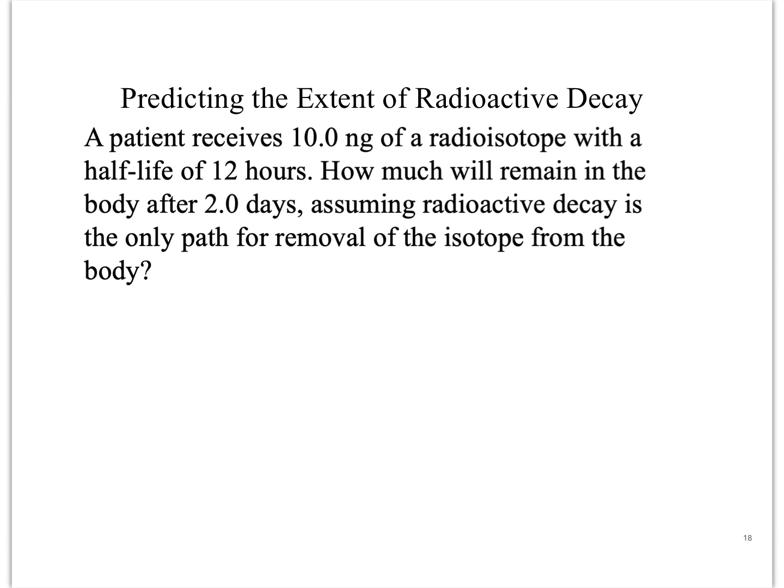So let's just do a little chart here. This is our starting point. We have 10.0 nanograms. So the first one, we are going to go over 12 hours. After 12 hours, it will be 5.0 nanograms because that's the half-life. Another 12 hours, and that will be 2.5 nanograms. And another 12 hours, it will be 1.25 nanograms. So the question is, how many 12 hours are in 2 days? The answer is four 12-hour periods. So after another 12 hours, that will be after 2 days.